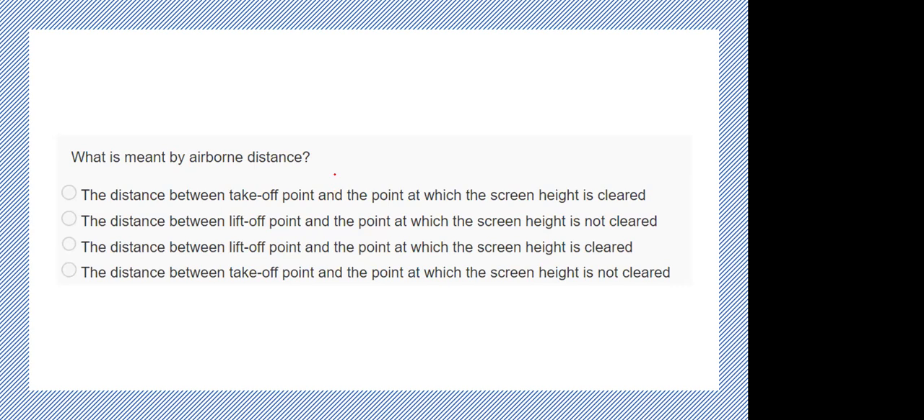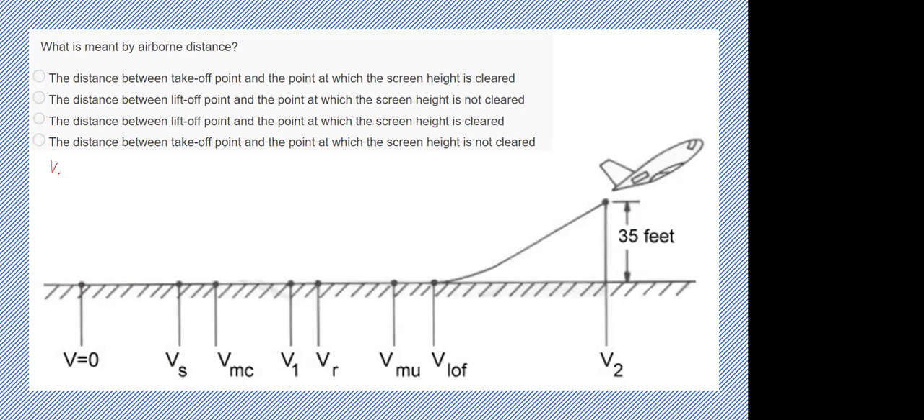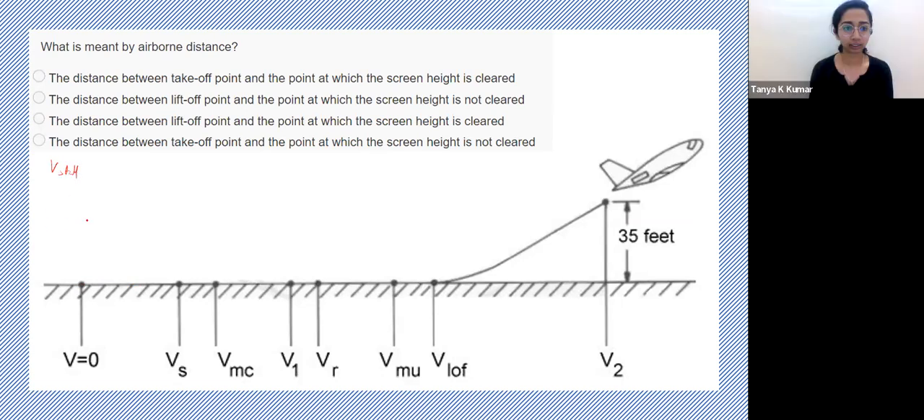Okay. So let's just look at the takeoff flight profile of the aircraft. So it starts with V equal to 0. Then the first speed that it encounters is Vs. What is Vs? Vstall. So the first check is that it should cross above Vstall. The velocity should be greater than Vstall.